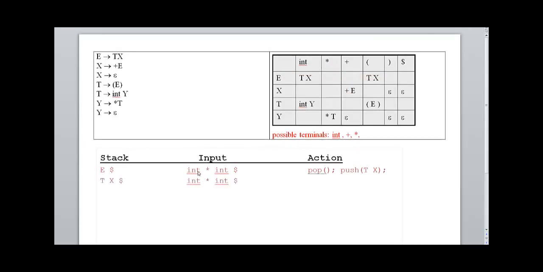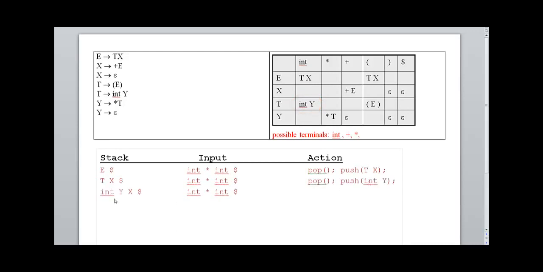Now, I still have not moved on from my int, so you still see the entire input, but I do have TX and my ending symbol on the stack. Start with T, and then find the int. So here's a T, here's the int, and I have int Y. So I'm going to push an int Y onto the stack after I pop as well. Again, every successful one I also do a pop. Let me show you what the stack will look like.